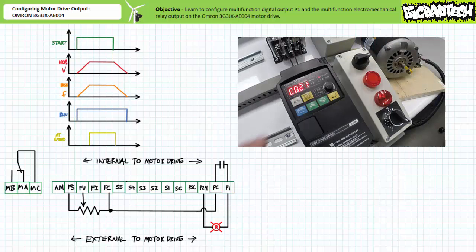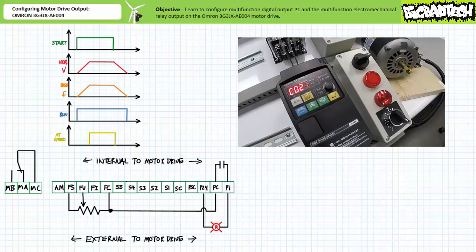First, let's navigate to communication parameter C021, multifunction output terminal P1 selection. As expected, it's in the default state of 00, or run, which signals when the motor drive is in run mode, either actively accelerating, at constant speed, or decelerating. Let's see the setting in operation.